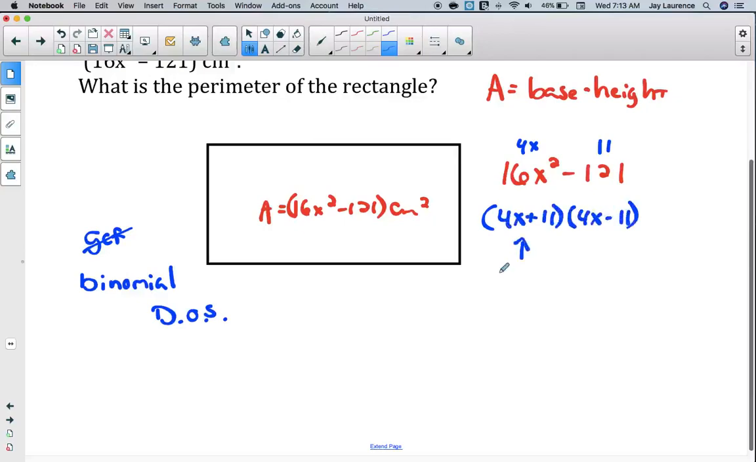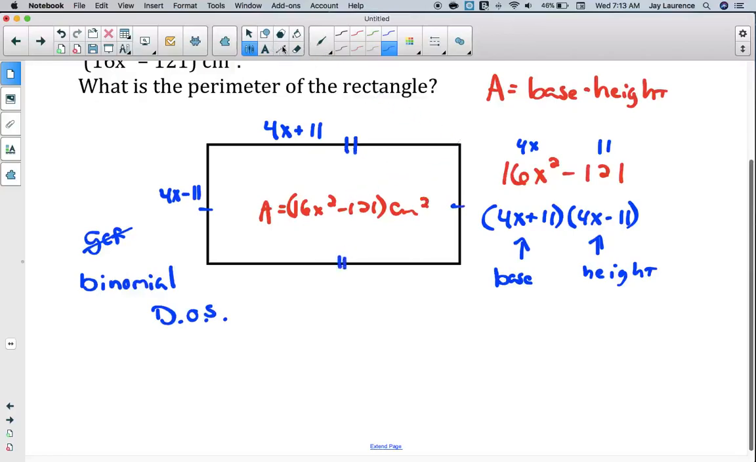Well, this side can be the base, and this side can be the height, or it could be the other way around. It doesn't matter. Okay? So, if I know that this is 4x plus 11, and this side is 4x minus 11, I can figure out the perimeter by taking a walk around the rectangle.